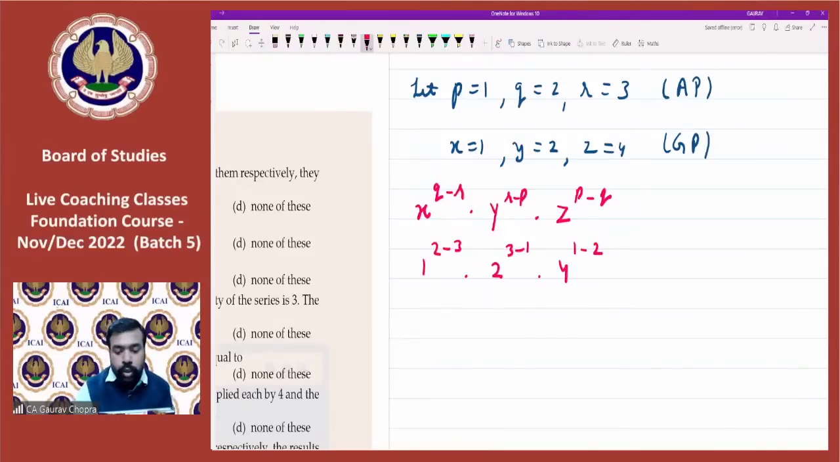1 minus 2. So it is 1 to the power of minus 1, 2 to the power of 2 and 4 to the power of minus 1. How much does it come? 1 into 4 into 1 by 4. So it is equal to 1.